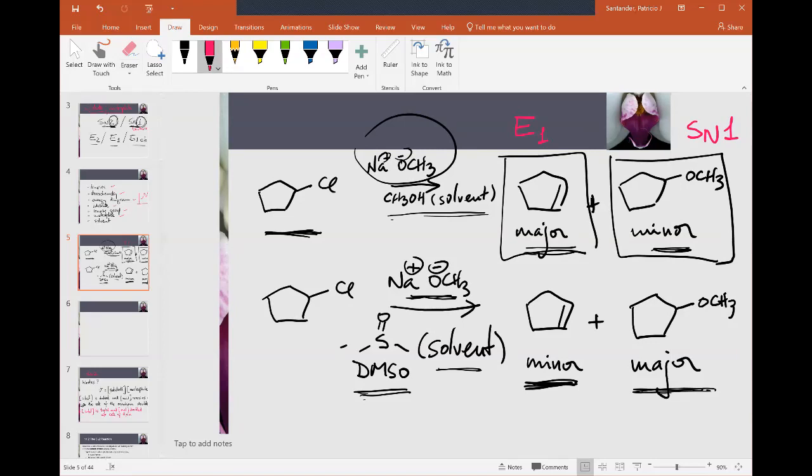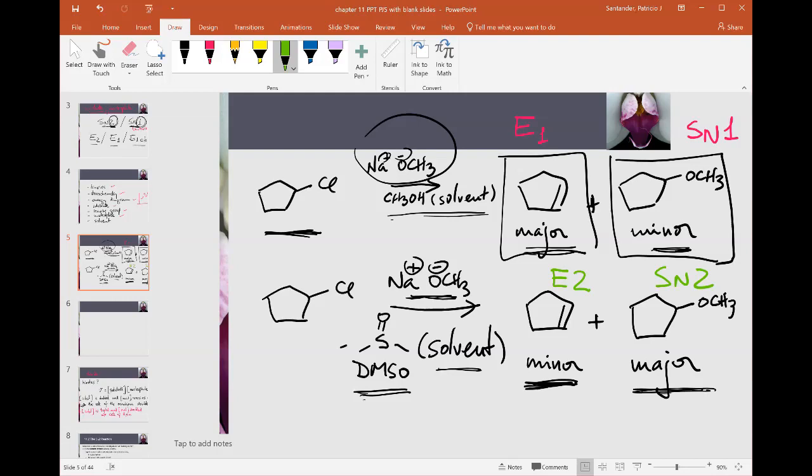And then at the bottom, we have the minor product will be the product of an elimination with the mechanism that goes by E2 elimination, while the substitution product will be a substitution that goes through an SN2 mechanism. So we need to get a good understanding of all these different types of mechanisms. What does it mean? SN1, SN2, E1, E2.